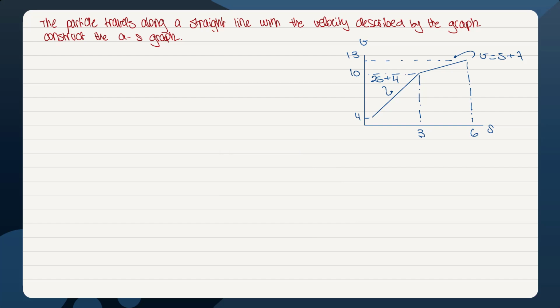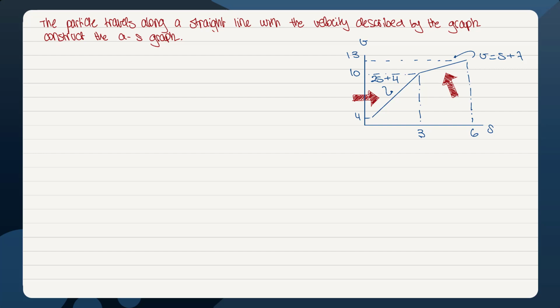So let us look first at the graph. We're given a V-S graph. We know that it's formed by two different chunks. The first one in which V is equal to 2S plus 4, and the second one in which V is equal to S plus 7.